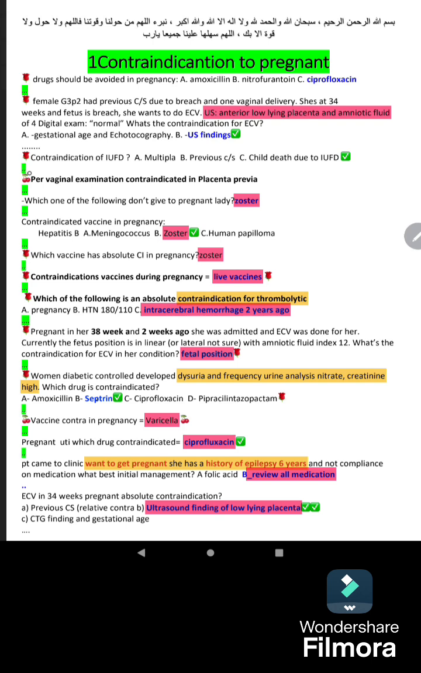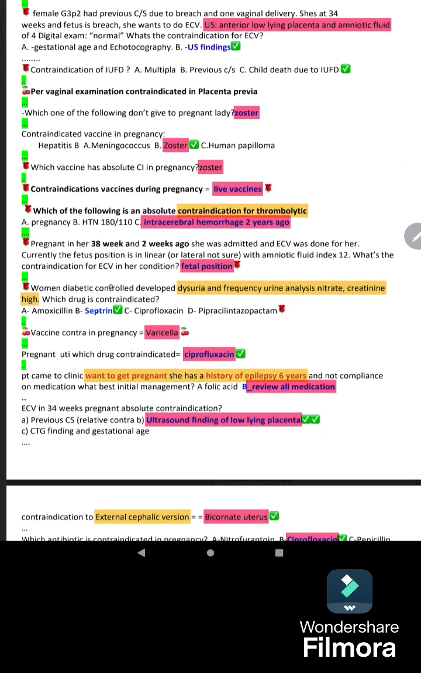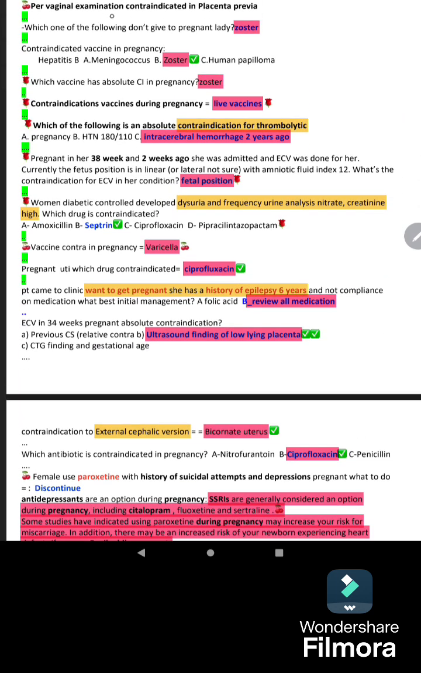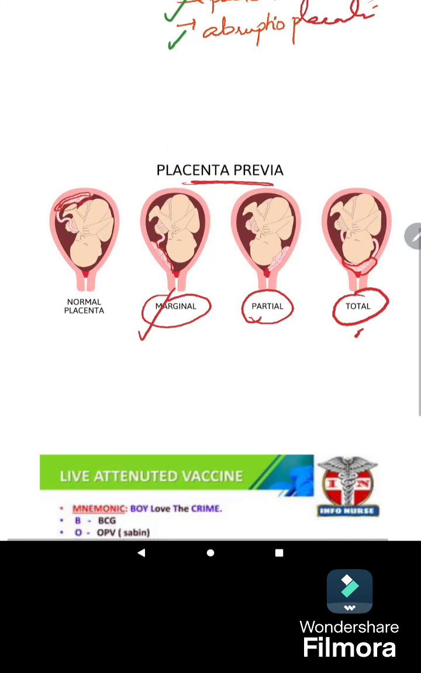So the next thing is about which one of the following is the vaccine which is contraindicated in pregnancy. You should know that all live vaccines are contraindicated in pregnancy. The first thing that should come into your mind is live vaccines. Live vaccines are always contraindicated in pregnancy. So here you can see the live attenuated vaccines.